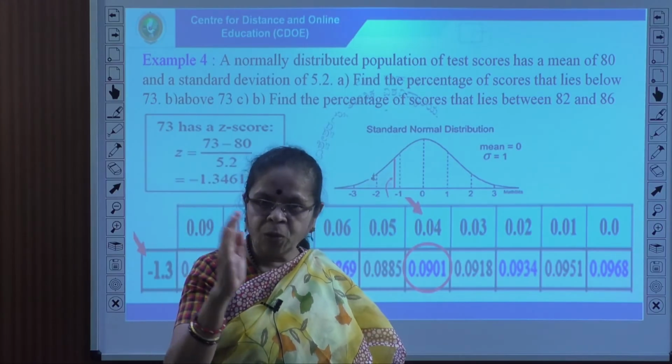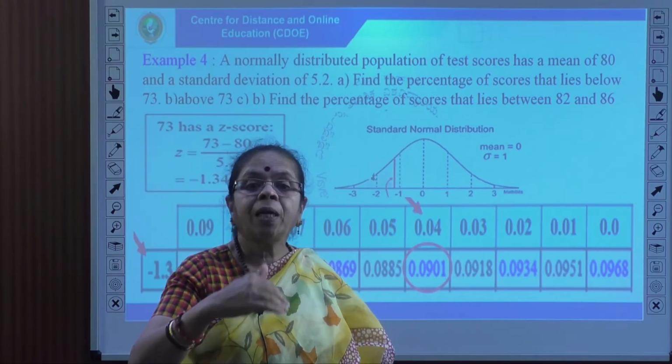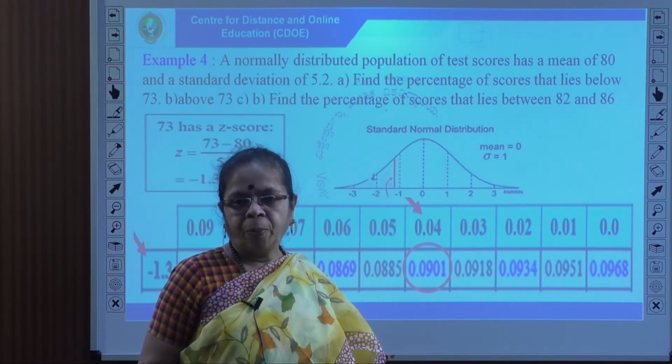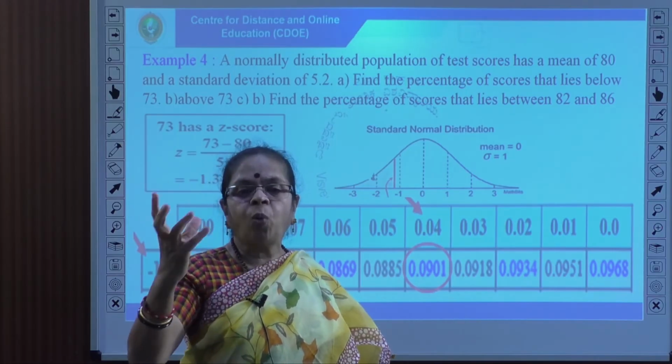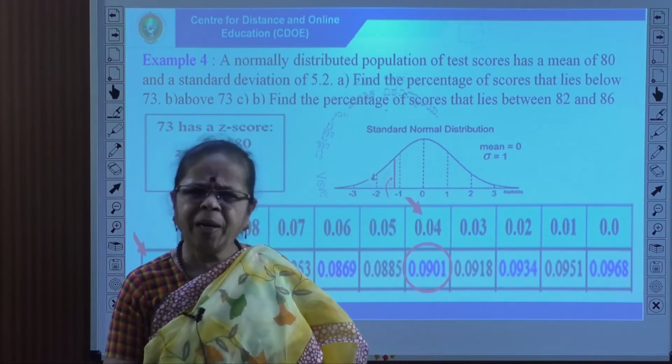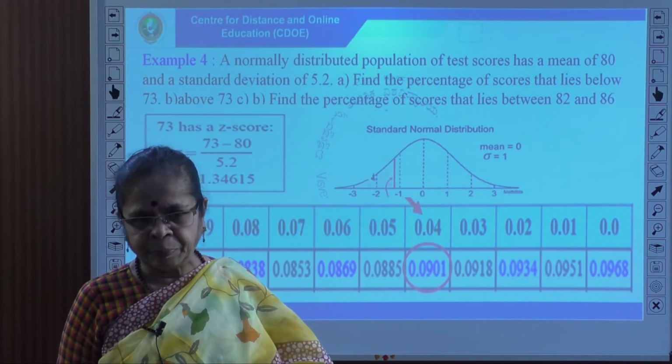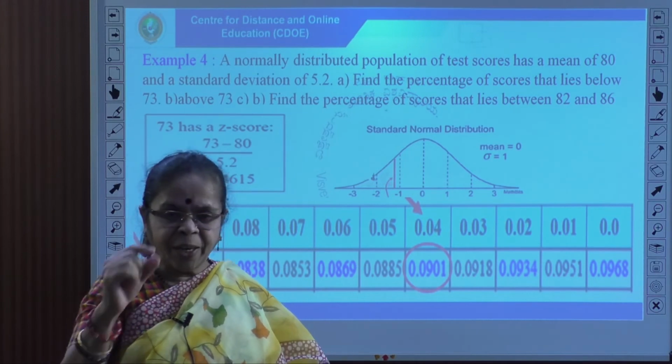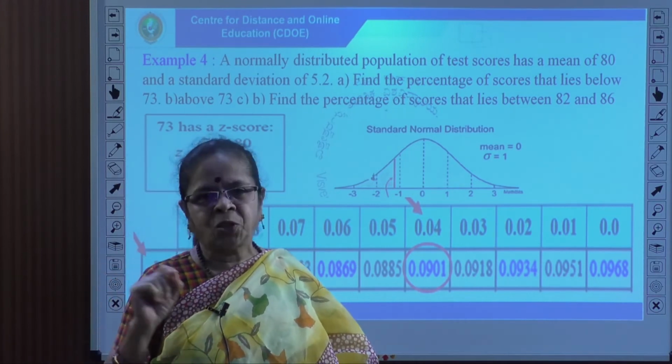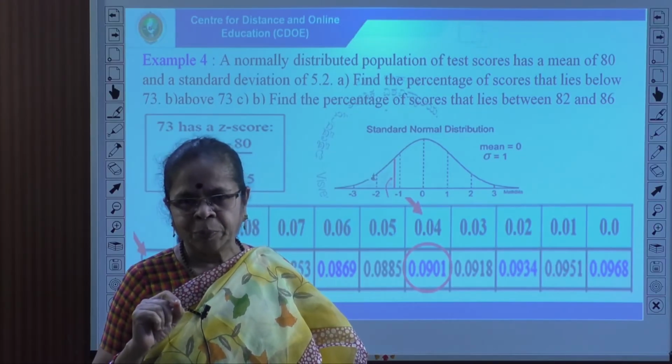How many lie below 73? How many lie above 73? And say in between 82 and 86, or in between some number you can get. So, for these kind of problems also you can use the Z score table, very interesting.